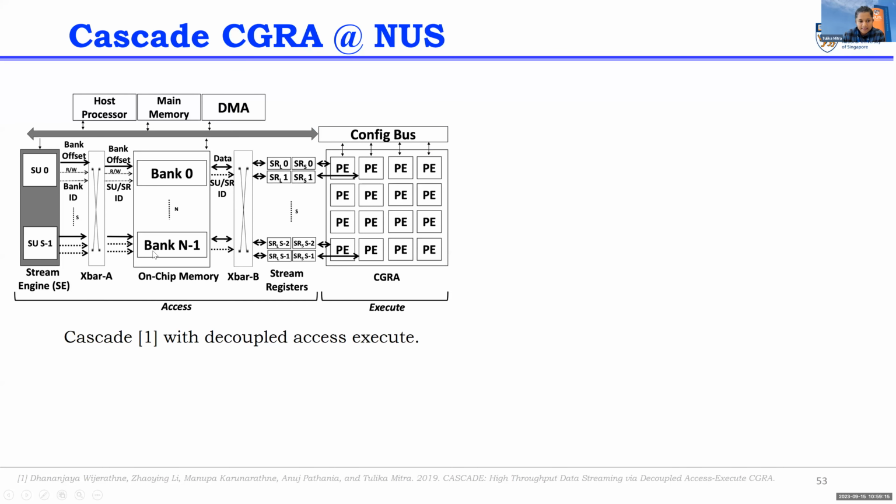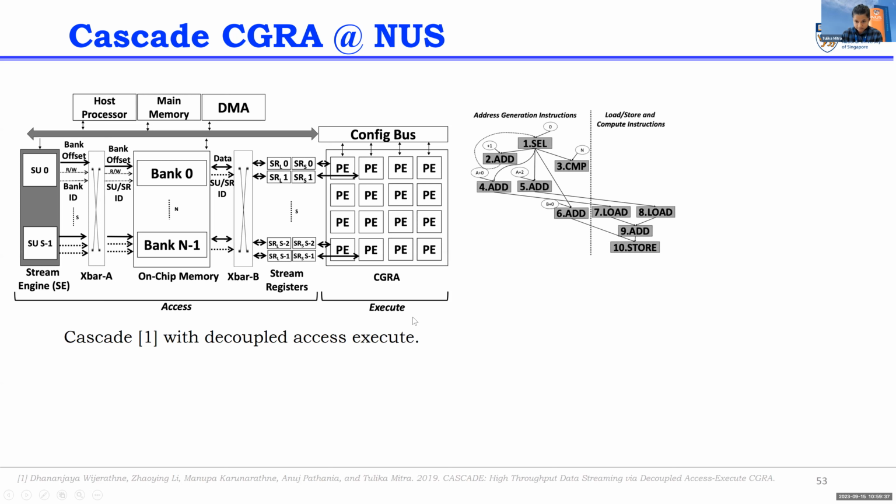Cascade proposes such a decoupled access generation CGRA, where it has a stream engine unit and stream registers to do the access beforehand, and the stream registers feed the data as streams to the PE array directly. So it separates the access and the execute part of the data memory. If you see an example DFG, usually the majority of the portion is used for address generation. For example, in this DFG, you can see 6 nodes are used for address generation and only 4 nodes are for actual computation.